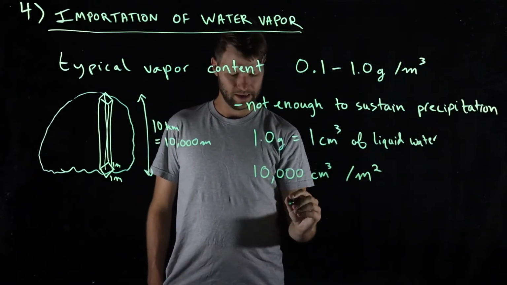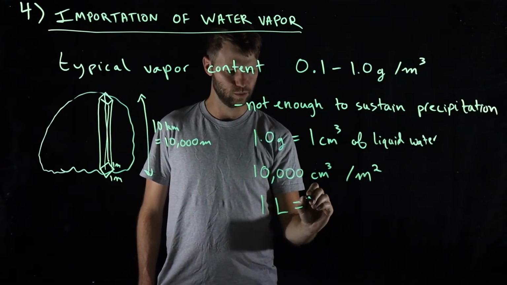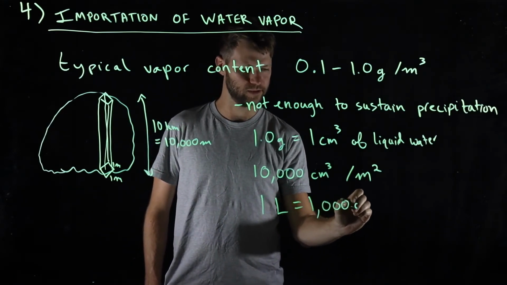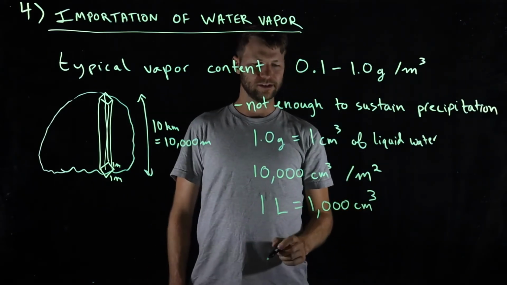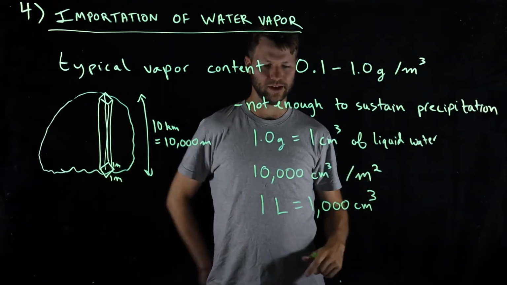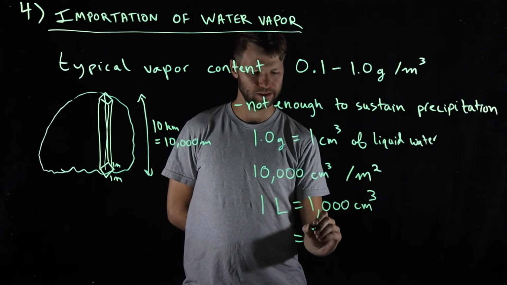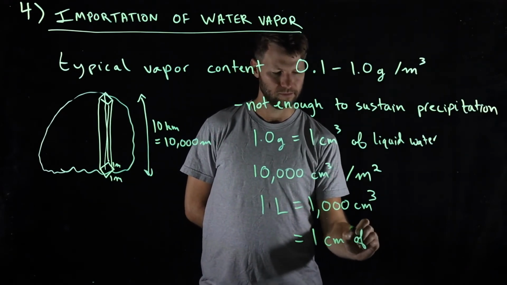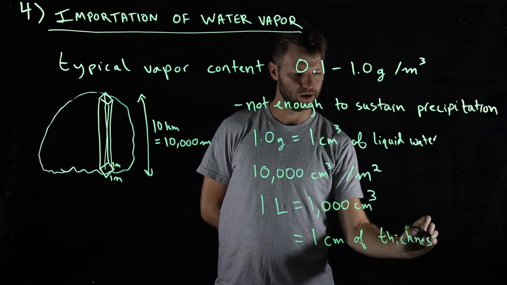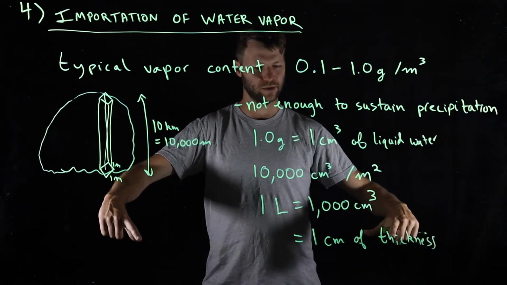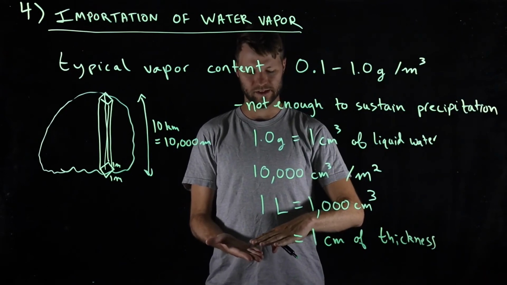And just remember that 1 liter is equal to 1,000 cubic centimeters. And so this is about 10 liters of water spread over a square meter. And 10 liters of water spread over a square meter is only equal to 1 centimeter of thickness of water. 1 liter spread over a square meter is equal to 1 millimeter of liquid water. 10 liters is a centimeter.